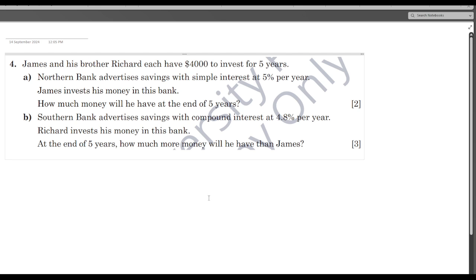Fourth question. James and his brother Richard each have $4,000 to invest for 5 years.